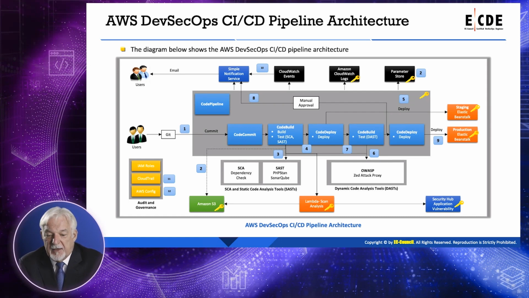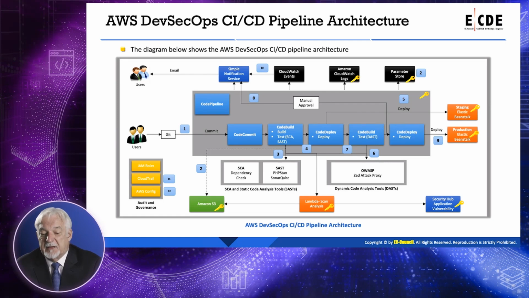Now you also have AWS CloudWatch logs. They allow you to monitor, store, and access your log files from those Elastic instances. Over on the left, you see the 3 yellow boxes. This is your auditing and governance kind of overlay to this entire pipeline.